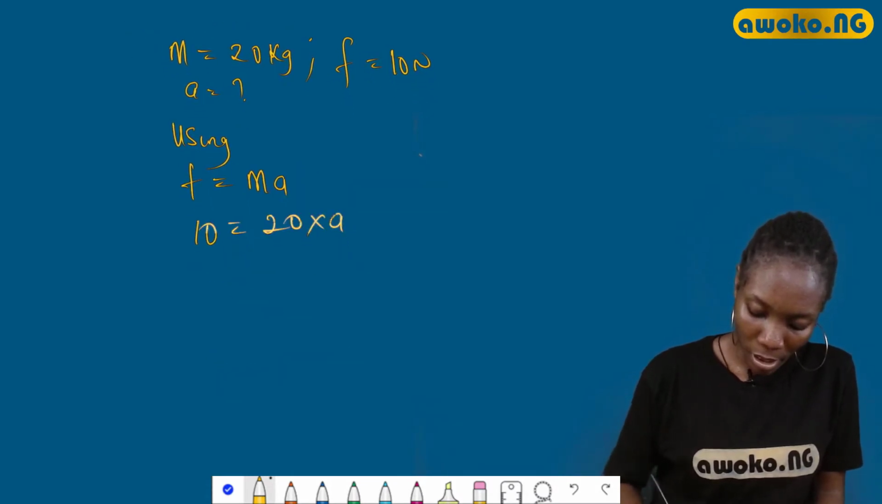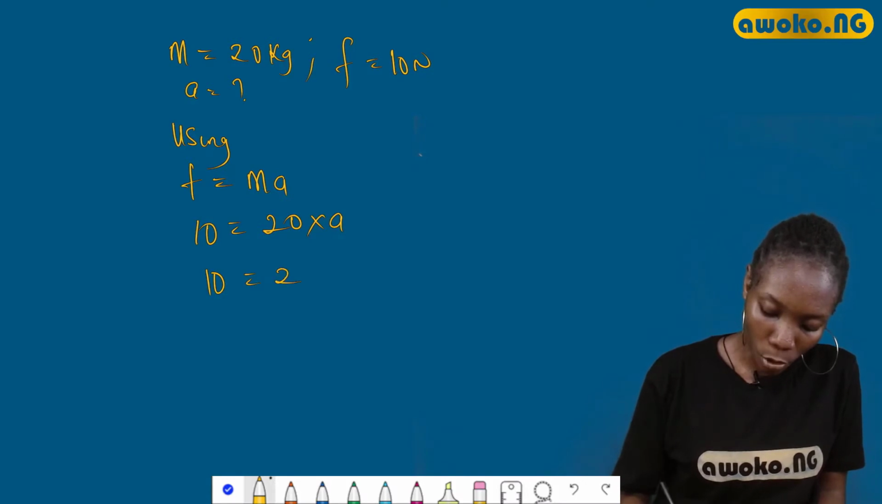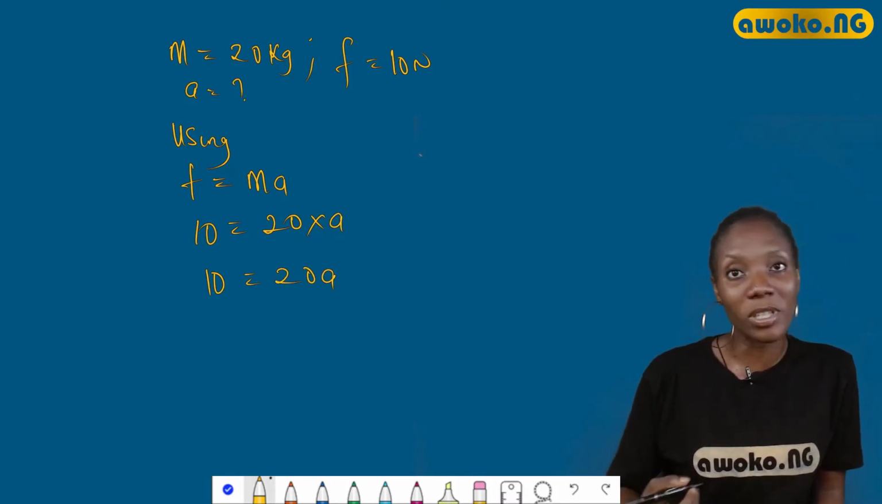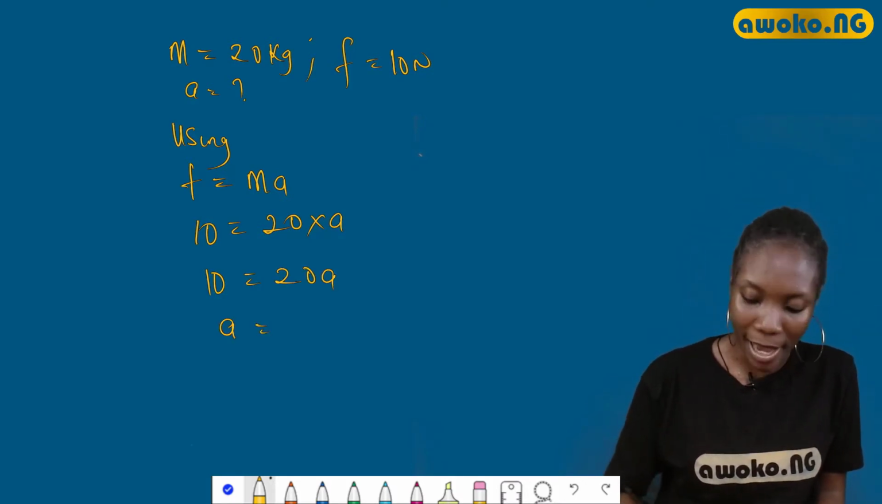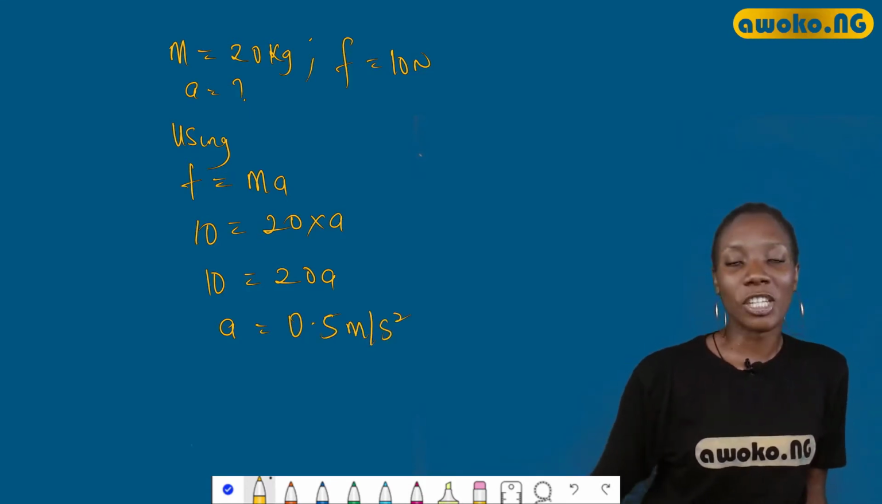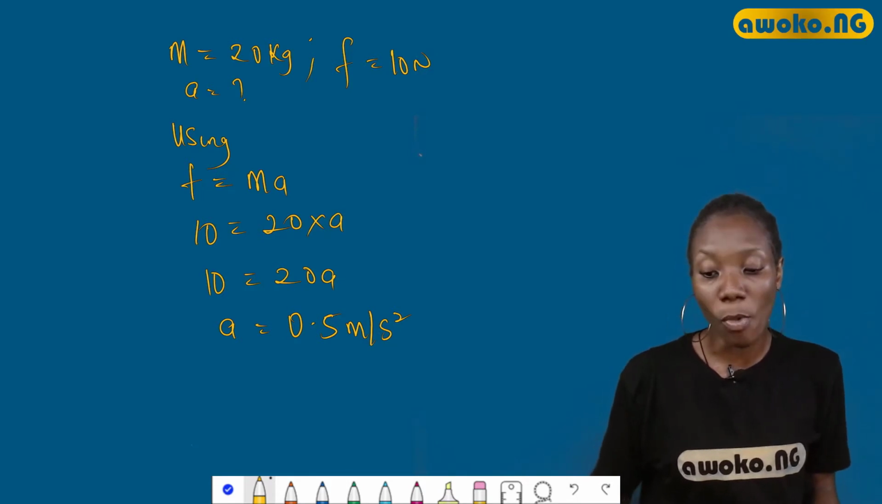So if we do this, we get 10 equals 20A. So when you divide both sides, you're going to get A as 0.5 meters per second squared. Let me explain something before we go on to solving more questions, alright?